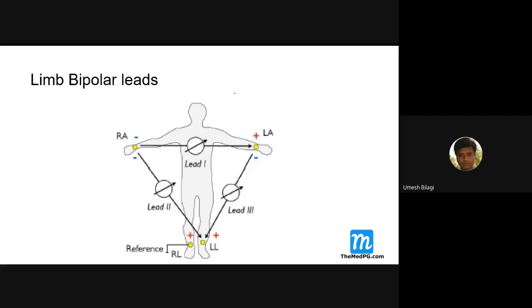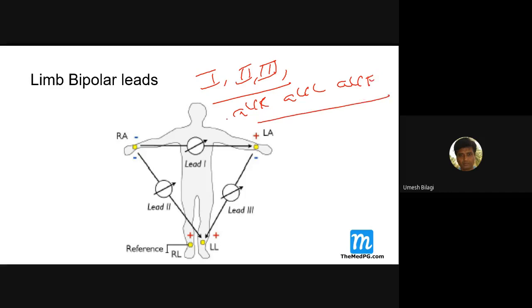Now, that's our limb leads. I said there are 6 limb leads: lead 1, lead 2, and lead 3 in Roman numerals, and aVR, aVL, aVF. These are the 6 limb leads of the ECG. We'll discuss leads 1, 2, 3 in this slide.